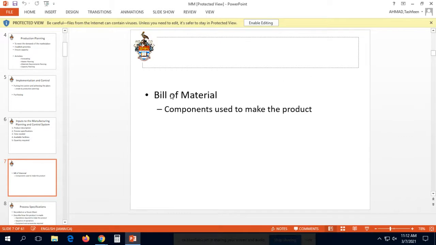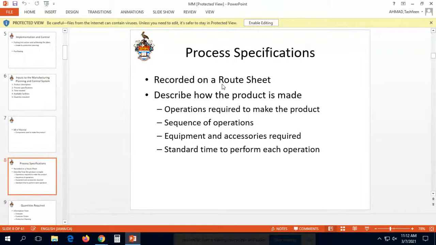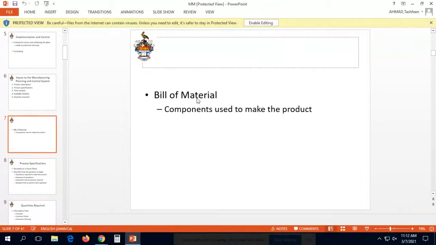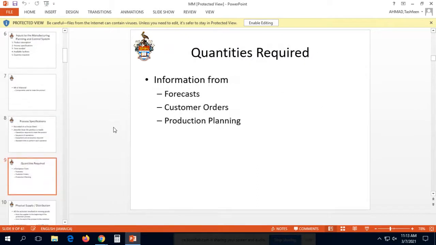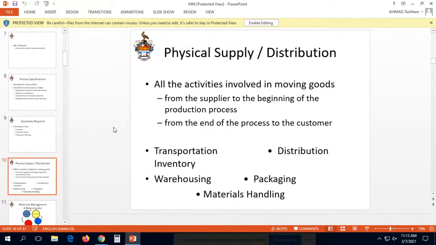So this bill is not necessarily the price. You can add that also, but essentially it is components. What are the things which will be used? So this is a terminology which is being used. You are going to see many other terminologies which I might not have discussed. Don't worry about that. Run a Google search and try to find what those are.